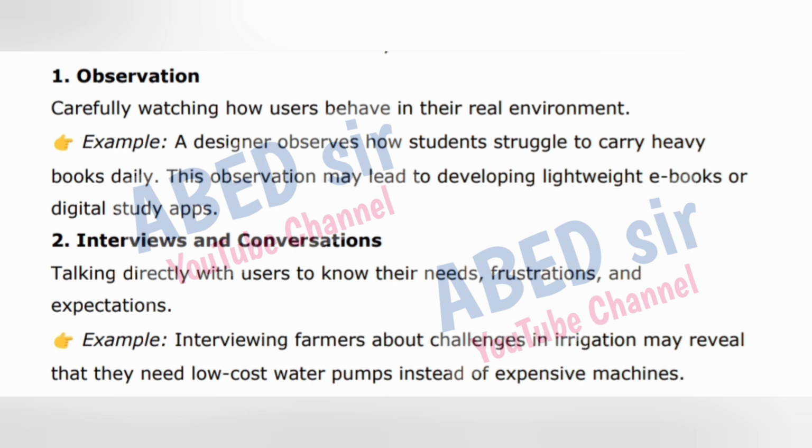1. Observation. Carefully watching how users behave in their real environment. Example, a designer observes how students struggle to carry heavy books daily. This observation may lead to developing lightweight ebooks or digital study apps. 2. Interviews and conversations. Talking directly with users to know their needs, frustrations, and expectations. Example, interviewing farmers about challenges in irrigation may reveal that they need low-cost water pumps instead of expensive machines.